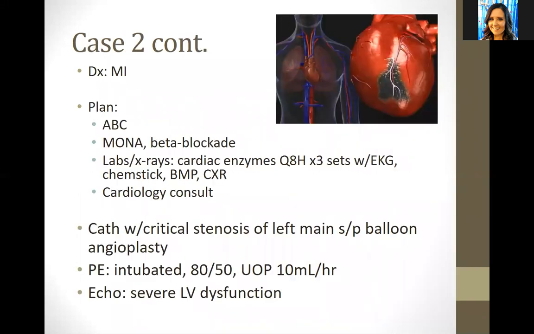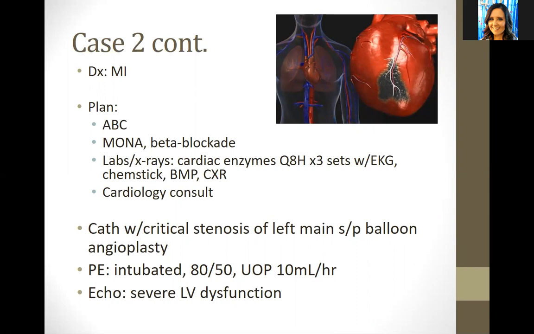So let's diagnose him. He had an MI. Remember ABCs, airway, breathing, circulation, MONA, but not in that order. Beta blockers help reduce that cardiac workload. Let's do some labs. So cardiac isoenzymes, every 8 hours times 3. Probably do a 12-lead EKG, a blood sugar check, a chemistry, and a chest x-ray. And of course, consult with cardiology.